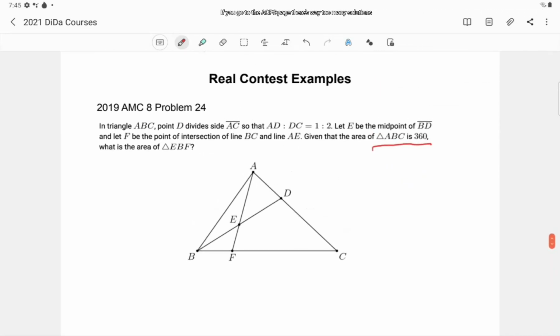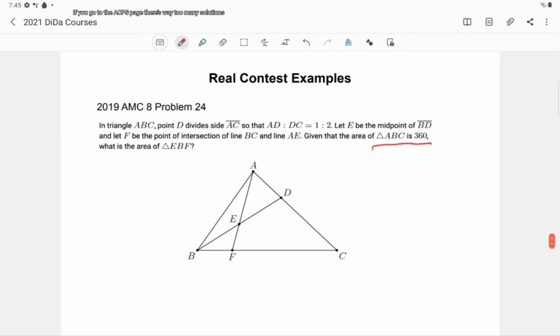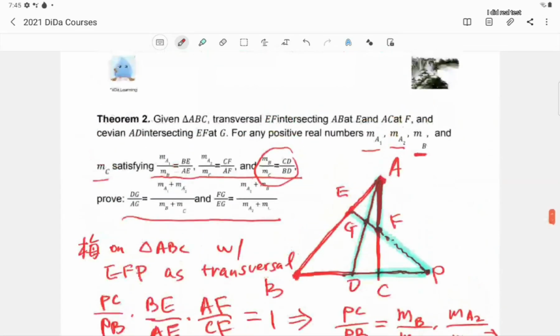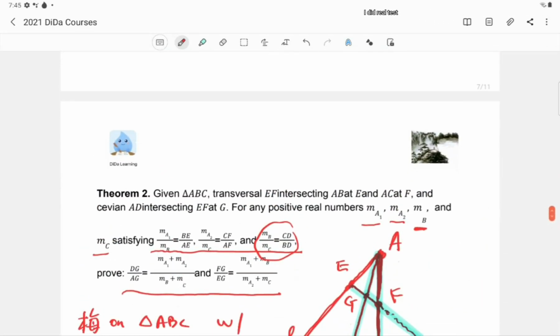I don't know whether you got it in your real test. Right, you're right. Yeah, but you're right. I mean, on AoPS pages, there are more examples, but I don't think you can find them anywhere.